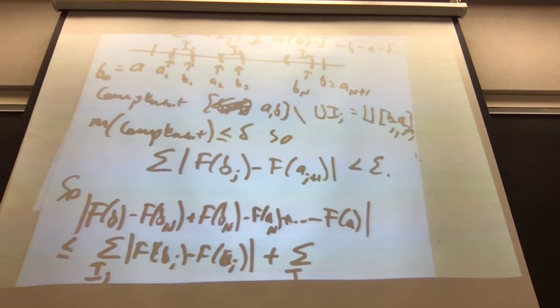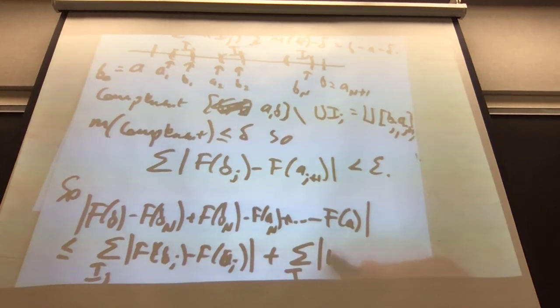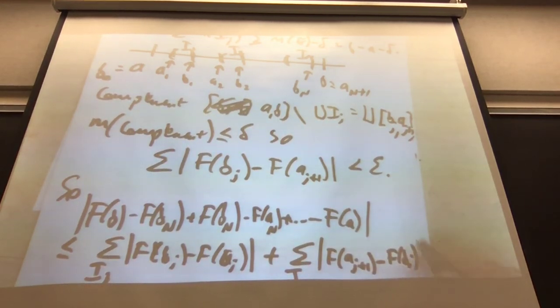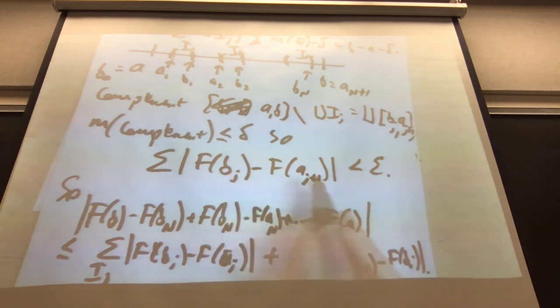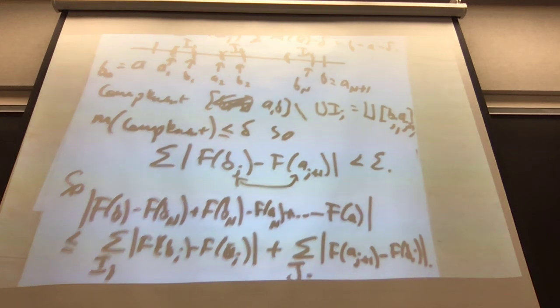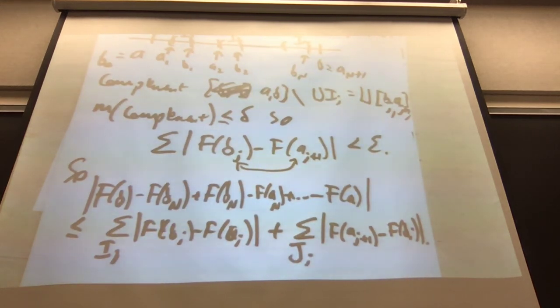J, the complementary intervals, f of a_{j+1} minus f of b_j. In fact, I wrote this the wrong way around, but it doesn't matter because it's an absolute value. You could just say sum over j in each sum. Yes, I could. But I'm trying to make a point, there'll be two different reasons why these things are small.